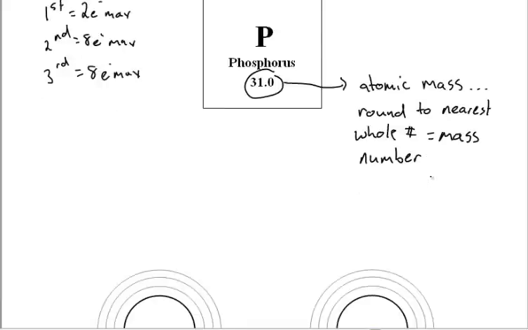Okay, now this is important because we can take mass minus protons equals your neutrons. So in the case of phosphorus, 31 minus 15 equals 16 neutrons.